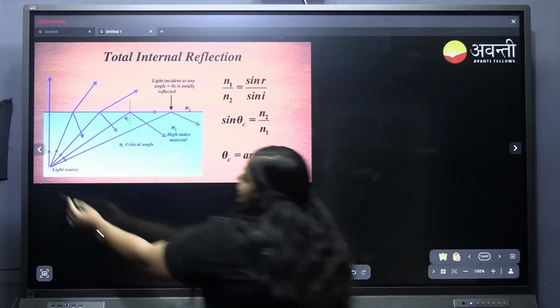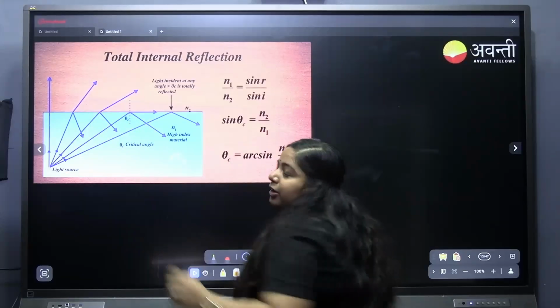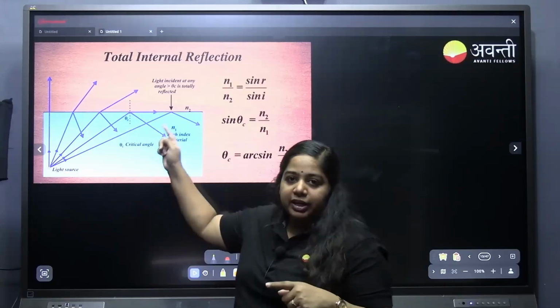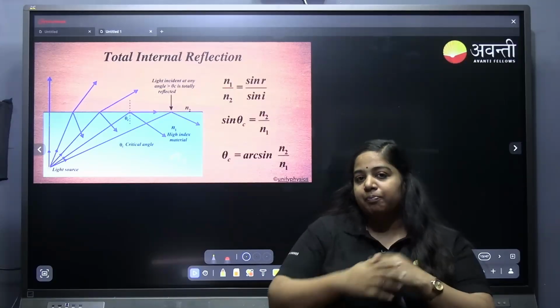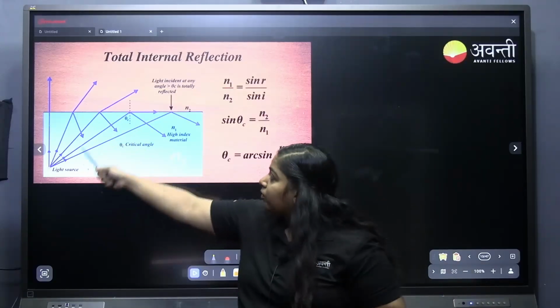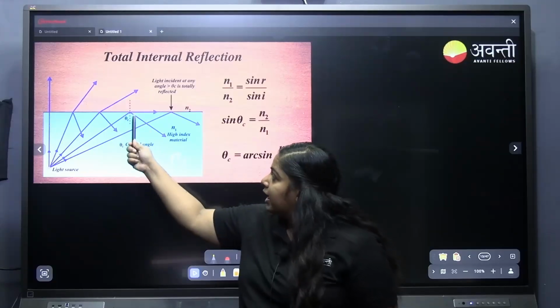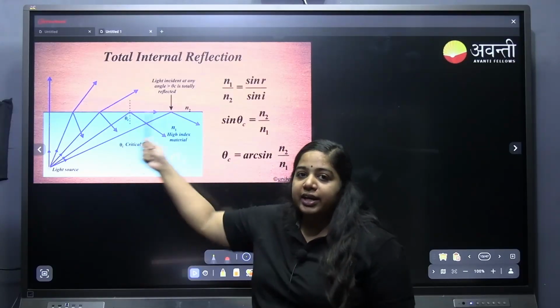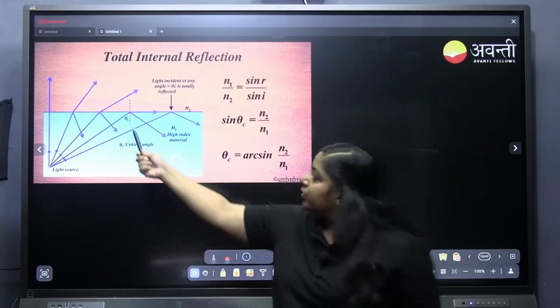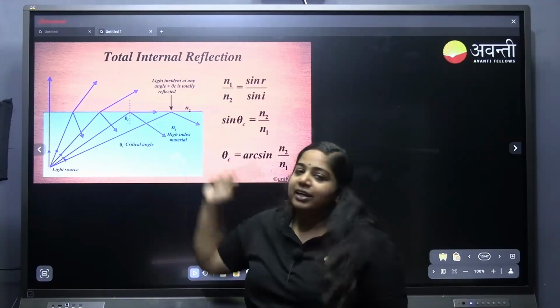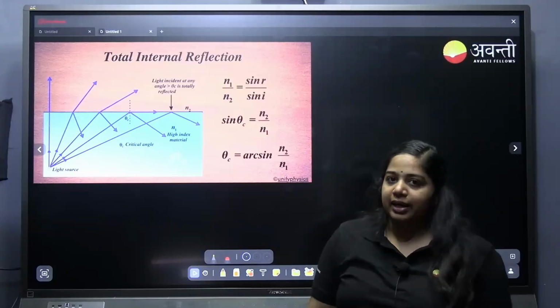So what does it say is that when light goes from denser to rarer medium, what happens? The refracted ray moves away from the normal. After moving away so much, at some point the ray will pass parallel to the surface, the interface, no? It will pass parallel to that. That incident angle is called the critical angle.